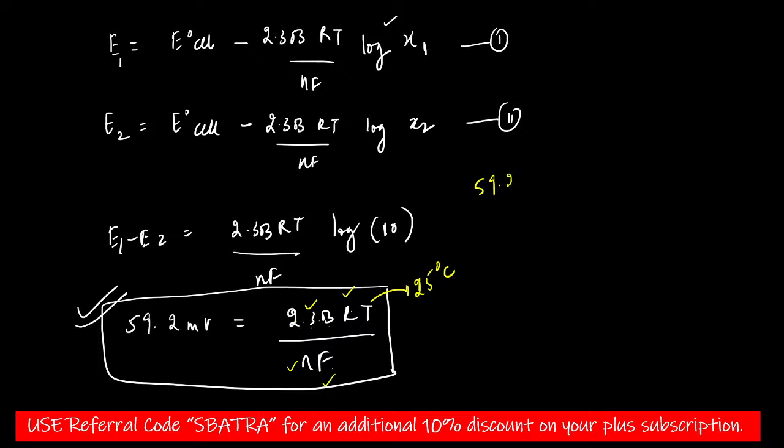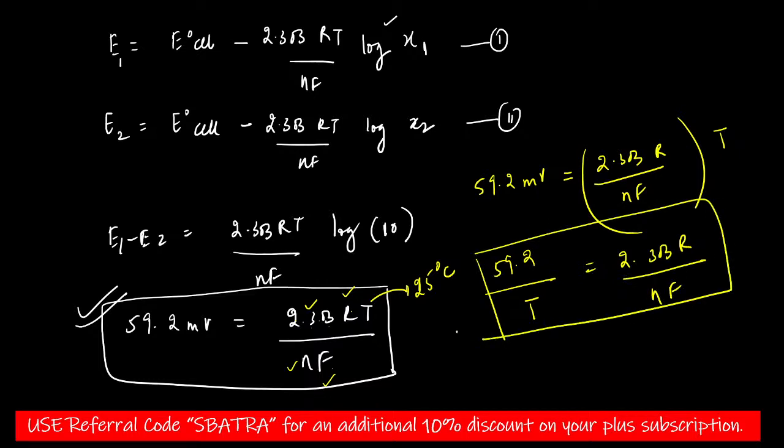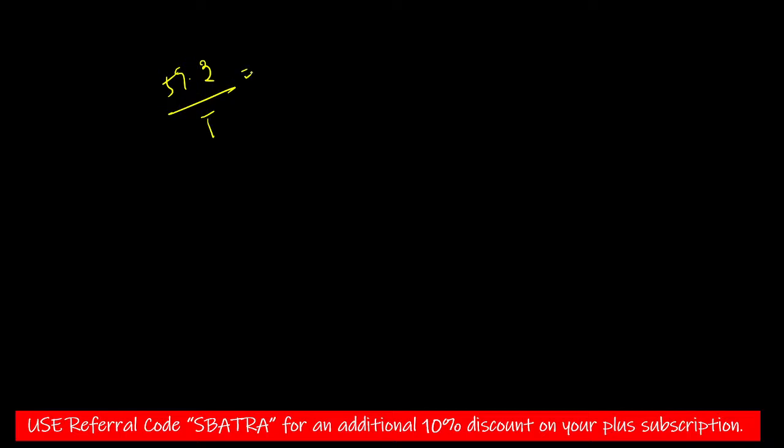So 59.2 millivolts is equal to 2.303 R divided by NF into temperature. We can write it this way, so we can find this value. So 59.2 divided by temperature is nothing but 2.303 R by NF. This way we can calculate this value. Now this value is calculated, so let's take a fresh slide. This is now 59.2 divided by temperature is equal to 2.303 R by NF. So we got this expression.